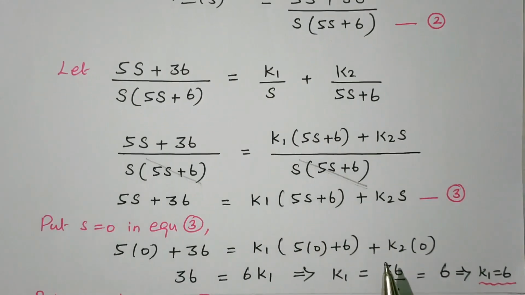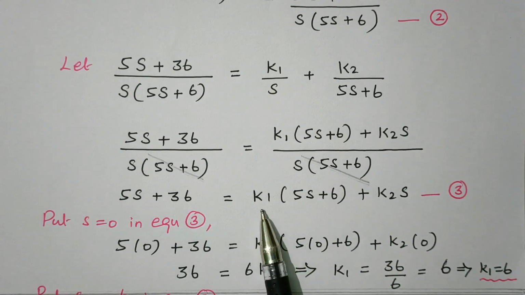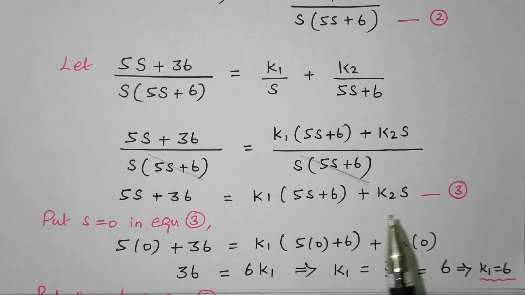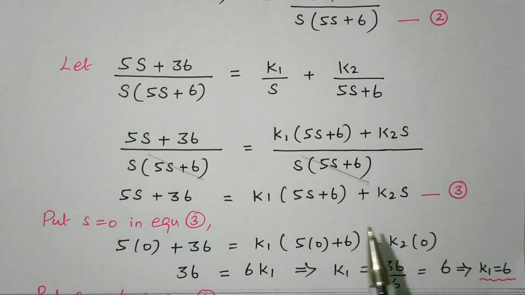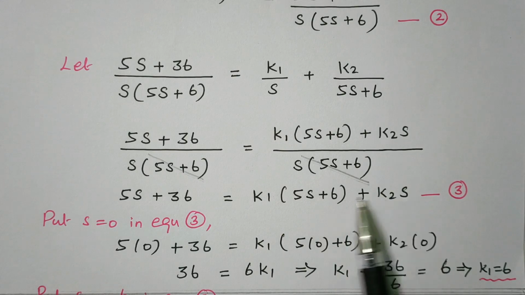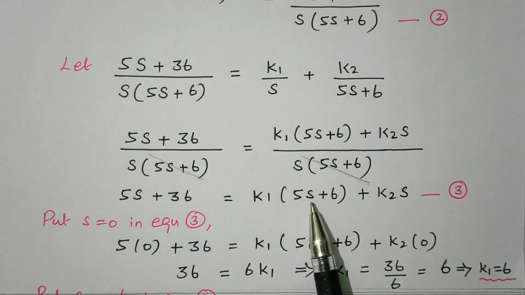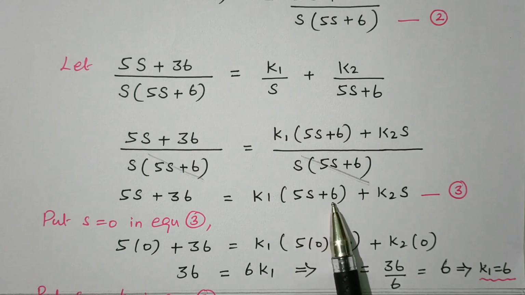We will call this equation number 3. The next step is, our aim is to find the values of K1 and K2. How will you find K1 and K2? If you put s equal to 0, the K2 term cancels, so we can find K1. Similarly, if you put 5s plus 6 equal to 0, the K1 term cancels.